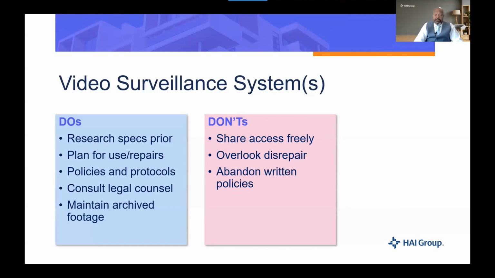Video surveillance systems, again, before you install them. Every now and again, I'll have someone ask a question about a particular system, but when giving a consult, I would always tell people to make sure that you research the specs prior to putting it out for bid or doing an installation. You want to make sure that you're getting the right equipment for the job that you're looking for. Plan for use and repairs.